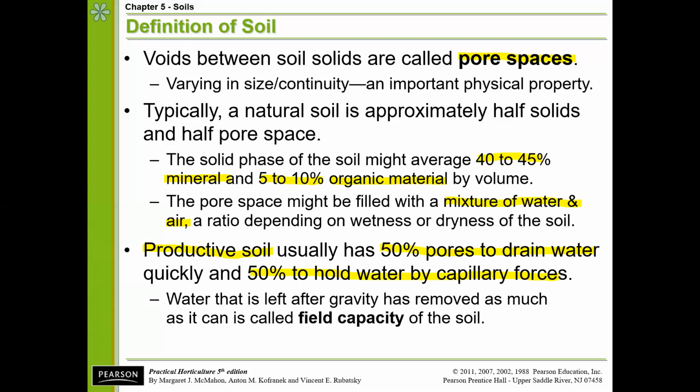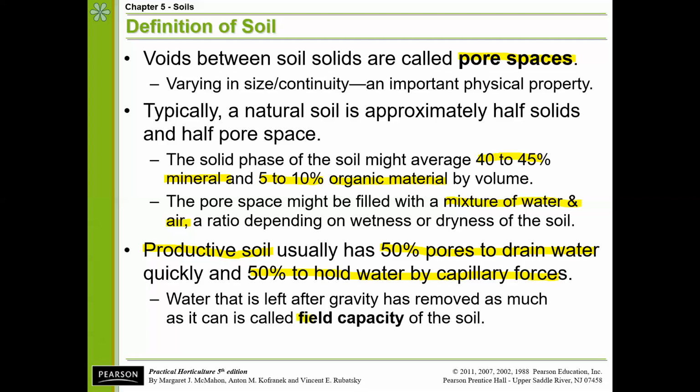So we need a mix of large pores, we call the macro pores, and small pores, the micro pores. The macro pores tend to hold air more and drain water quickly. The micro pores hold that water and actually allow it to move in different directions, even up against gravity by capillary action and capillary forces. When we look at water moving through the soil, it contains these dissolved minerals. It's very important for plants to actually get the nutrients they need.